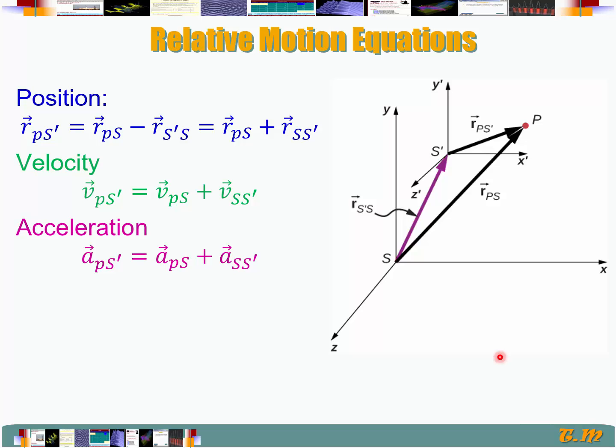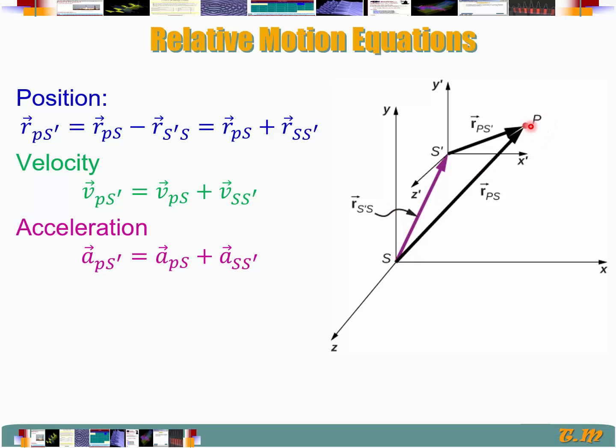Let's investigate more closely the relationship between motion relative to two frames of reference, S and S prime. S in this case is represented by the XYZ axes and S prime by X prime, Y prime, and Z prime. S prime is moving relative to S. The position at any time of S prime relative to S is given by this purple vector, R S prime S.